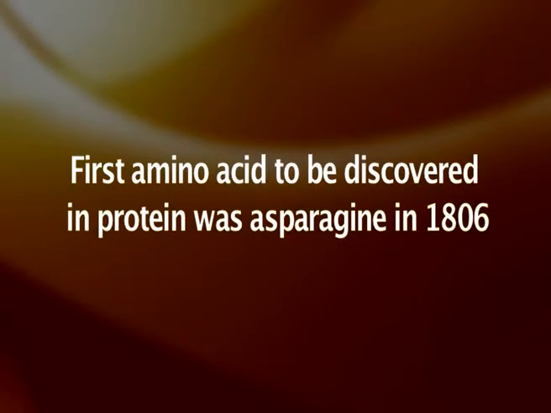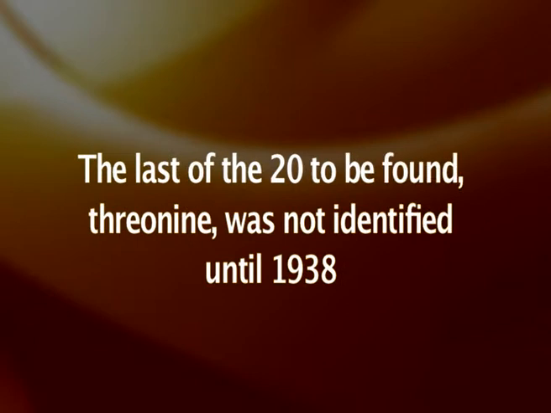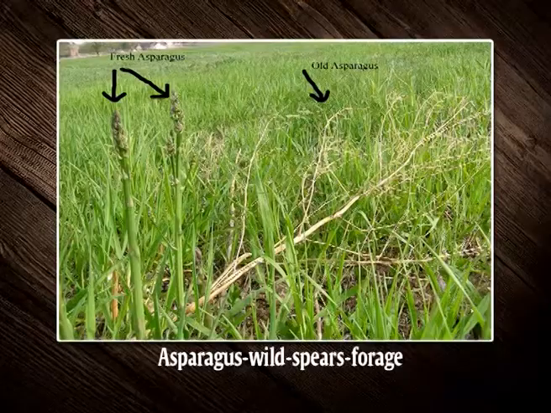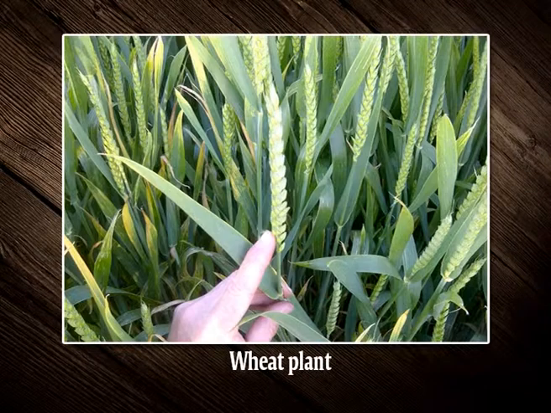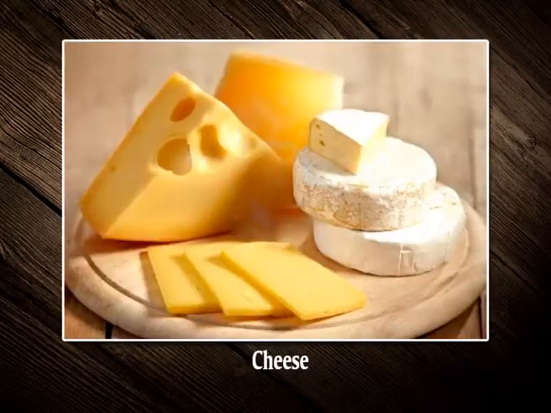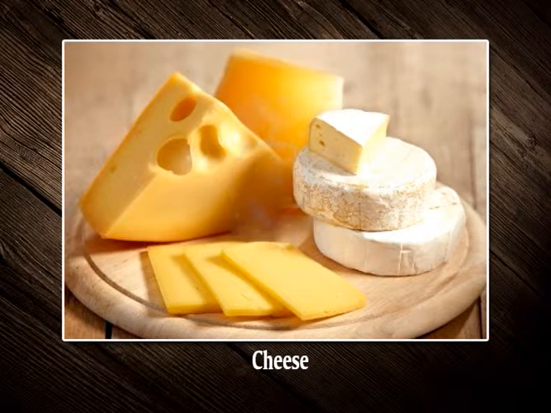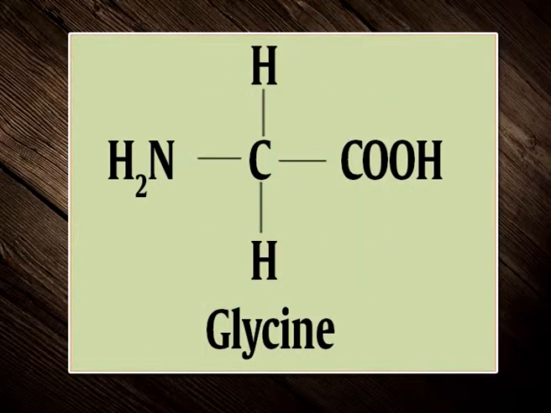The first amino acid to be discovered in protein was asparagine in 1806. The last of the 20 to be found, threonine, was not identified until 1938. All the amino acids have trivial or common names, in some cases derived from the source from which they were first isolated. Asparagine was first found in asparagus, glutamate from wheat gluten, tyrosine from cheese, as in Greek, tyro stands for cheese, and glycine was so named because of its sweet taste.